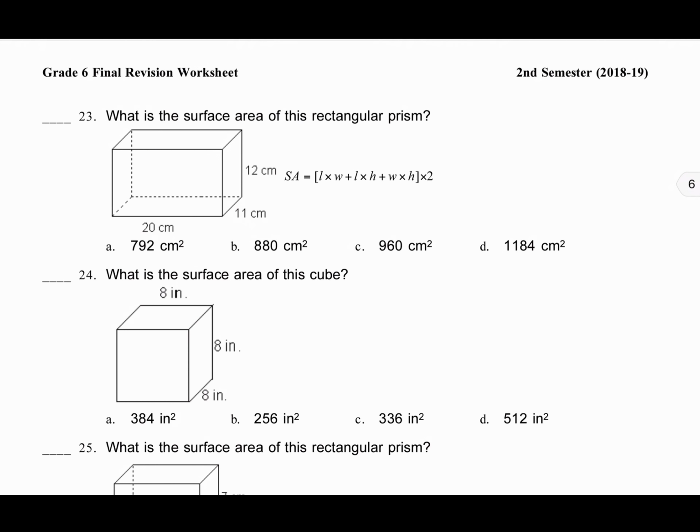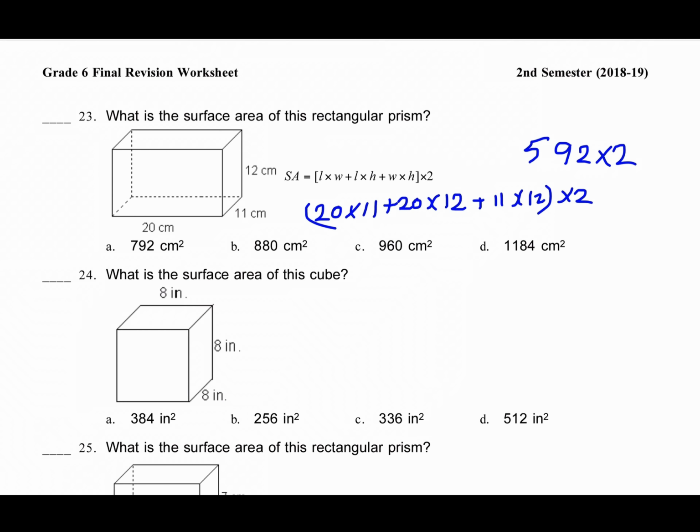Next question. What is the surface area of this rectangular prism? The formula is given, just substitute. It would be 20 times 11 plus 20 times 12 plus 11 times 12, all times 2. So 20 times 11 equals 220, plus 240, plus 132, all times 2. So the total would be 592 times 2, which is 1184. The answer would be D.